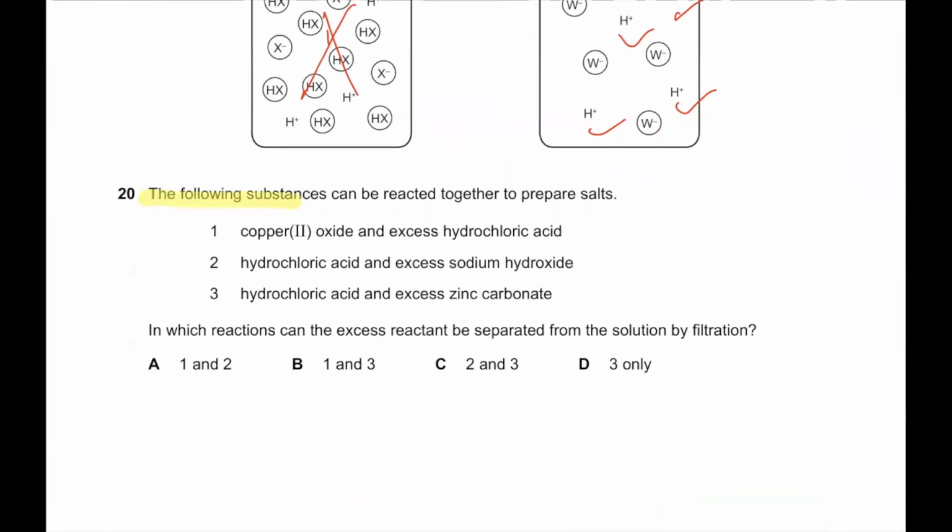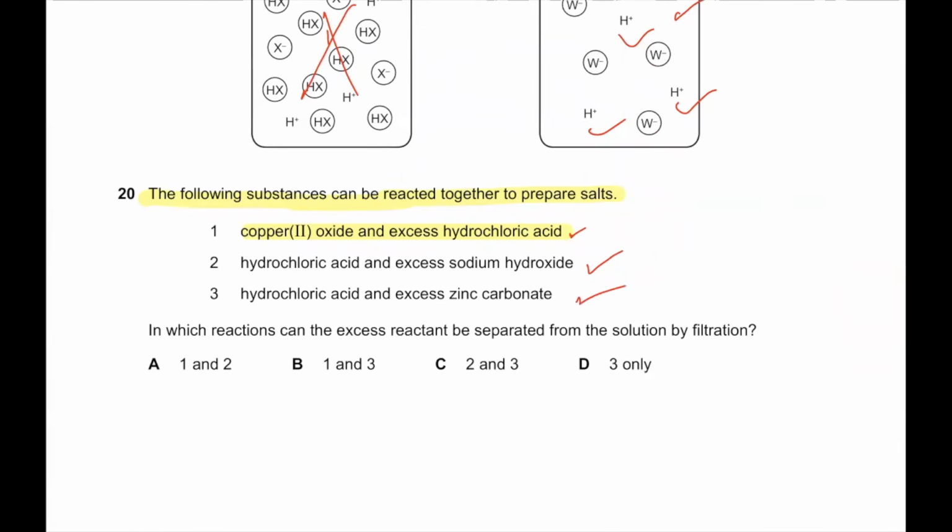Question number 20. The following substances can be reacted together to prepare salts. Copper 2 oxide and excess hydrochloric acid. Yes, definitely we can react copper 2 oxide and excess hydrochloric acid, and that will produce copper chloride. However, this is going to produce an acidic salt. Hydrochloric acid and excess sodium hydroxide. Hydrochloric acid and excess zinc carbonate.